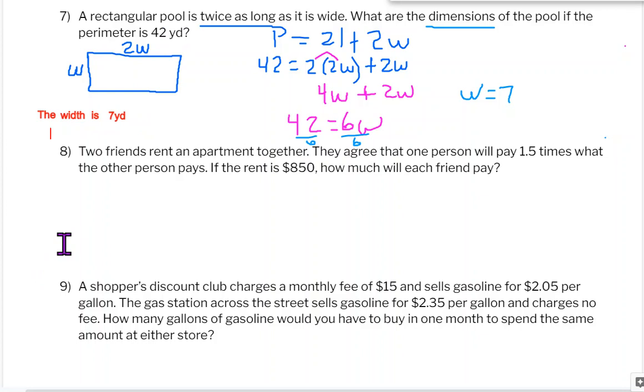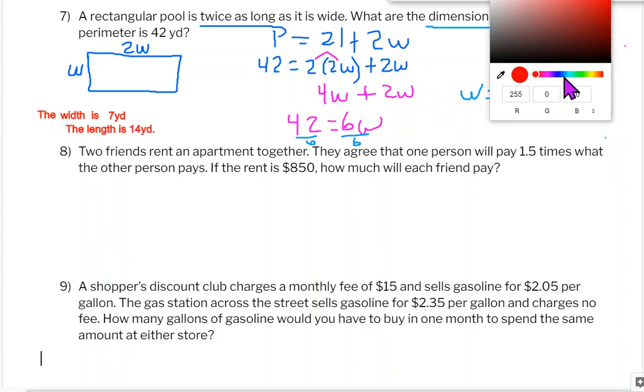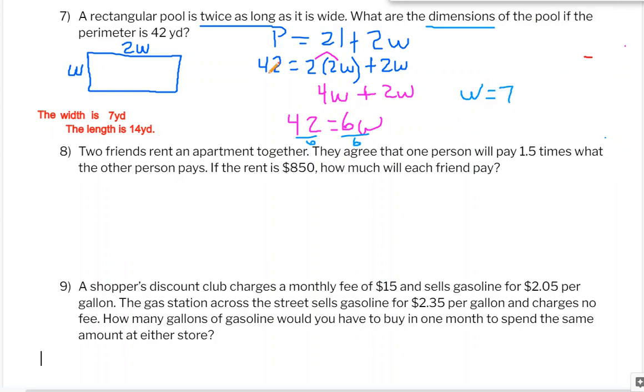So then what would my length be? Well, my length would be 2 times that, right? Because it's twice the width. So my length would be 2 times that, and 2 times 7 is 14. So my length would be 14. So we figured it out. We got the width of 7 and our length is 14 yards, and that is my dimensions.